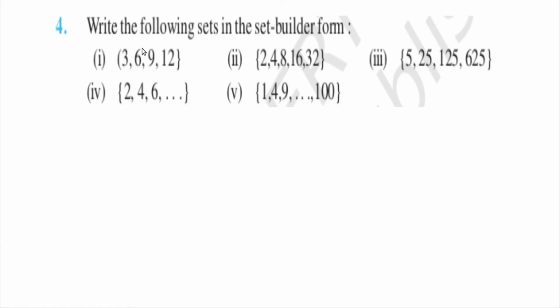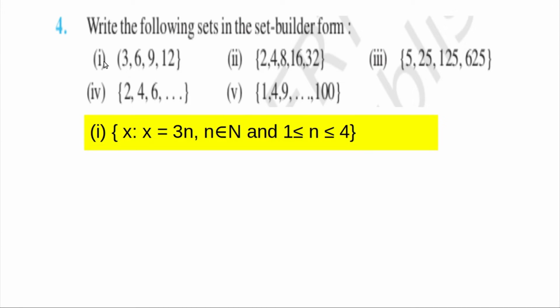Before going to the set builder form, we should have a clear idea about the common characteristics of these numbers. The first question is the set 3, 6, 9, 12. We have to identify the common property of these numbers. 3, 6, 9, 12. Here we can see that they are natural numbers, they are multiples of 3, and they are less than or equal to 12. Therefore we can write like this.